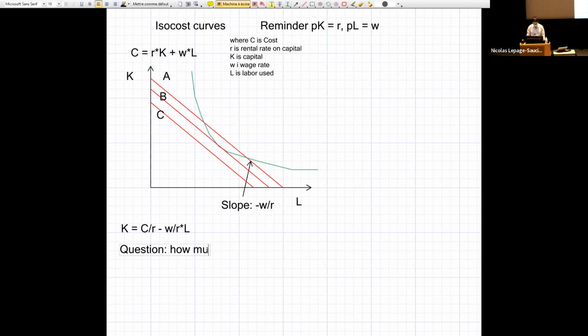Okay, so question. Imagine this is Q equals 100. That's my production. And the question is, how much do I need to spend at minimum to produce Q equals 100? Yeah, and here I'm going to have three isocost curves. So is the answer going to lie on curve A, on B, or on C?